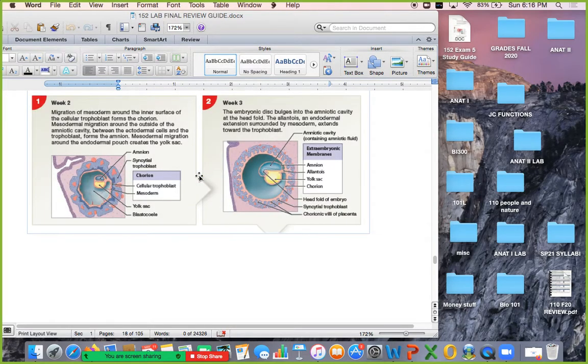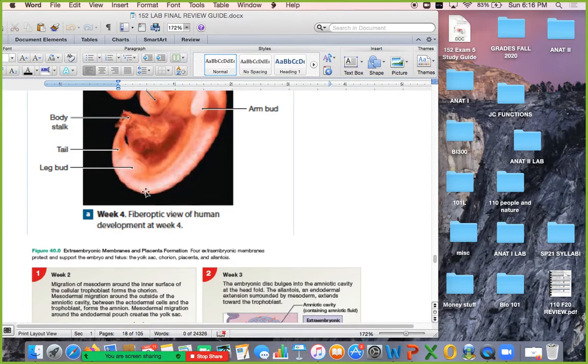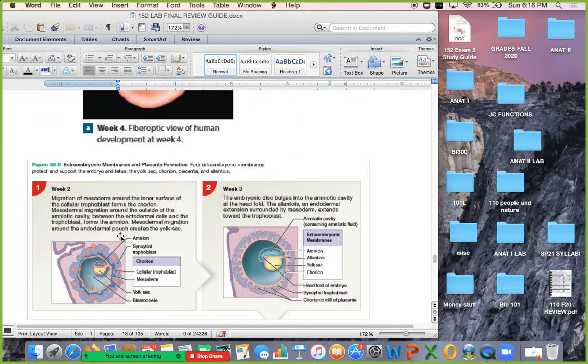All right, but I'm backtracking here. So here's week 2. We were just showing week 4, so we're kind of at the same time frame. So between week 2 and week 3, that disc is going to start changing a little bit.